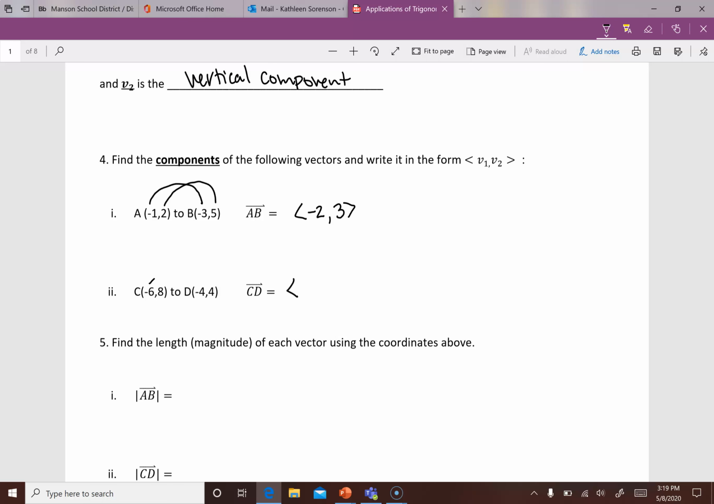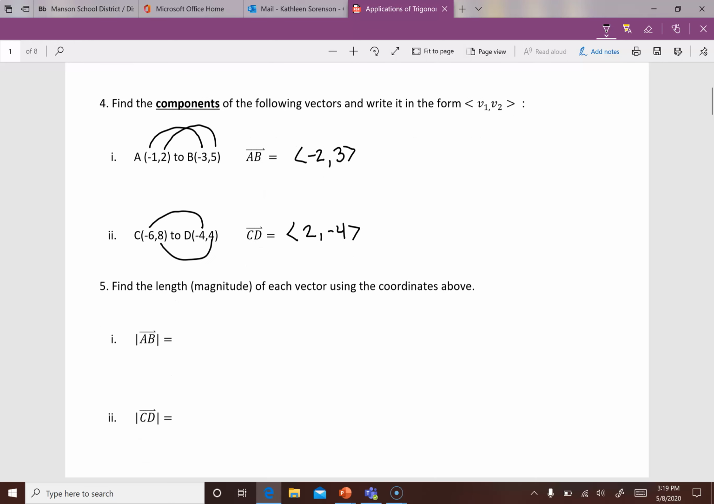For CD, how do I get from -6 to -4? Well, I would add 2. And how do I get from 8 to 4? I would subtract 4. And the reason we're doing that is because the first coordinates are the x distance, or the horizontal distance, and the second coordinates are the y distance.